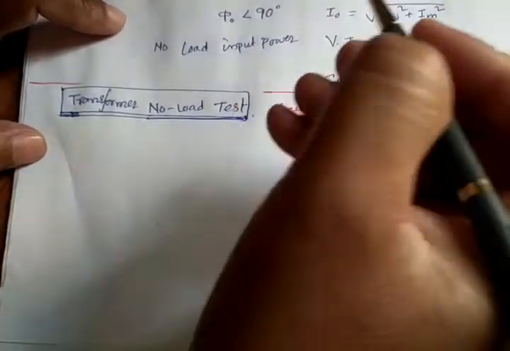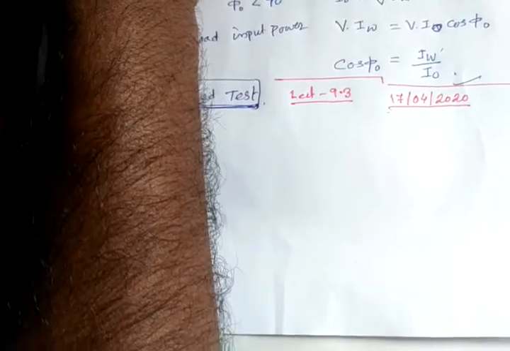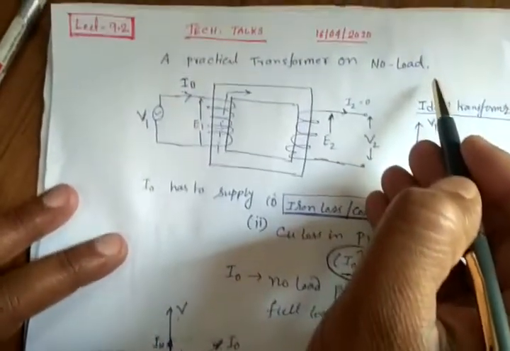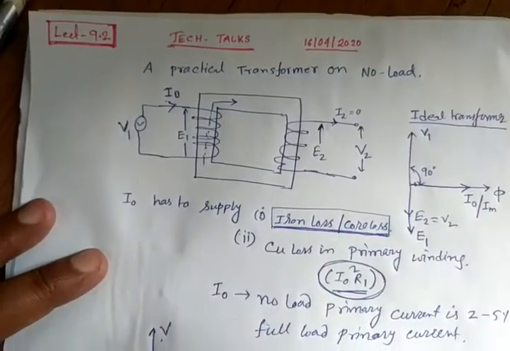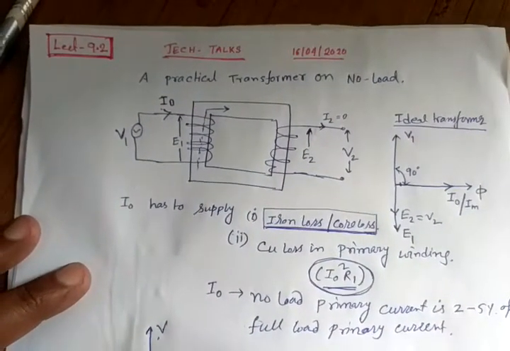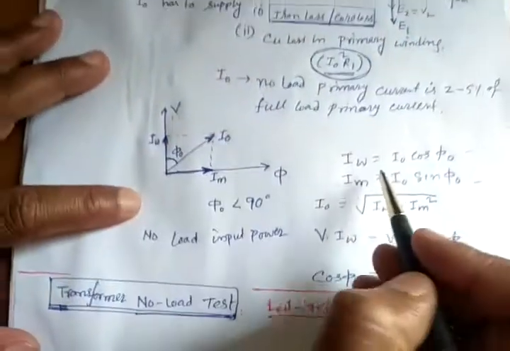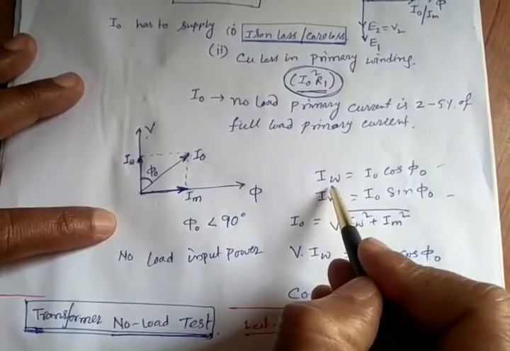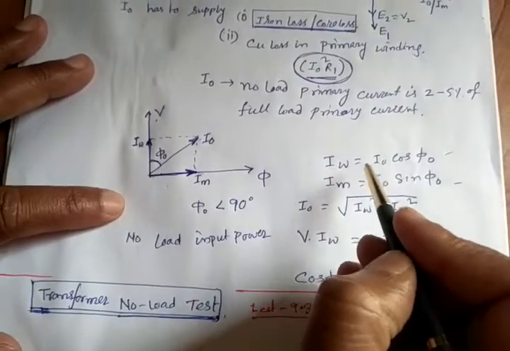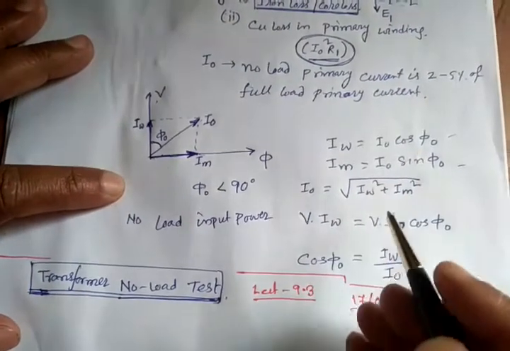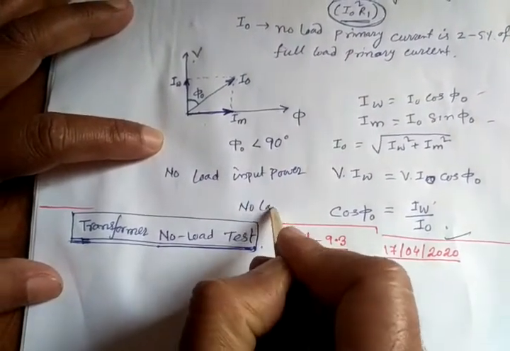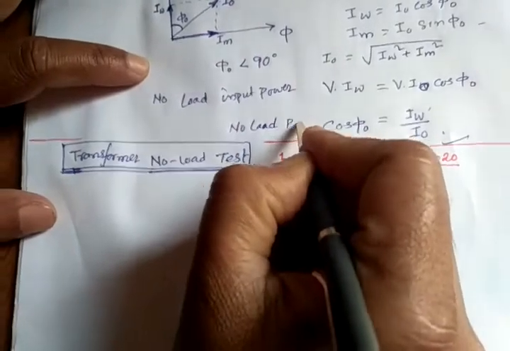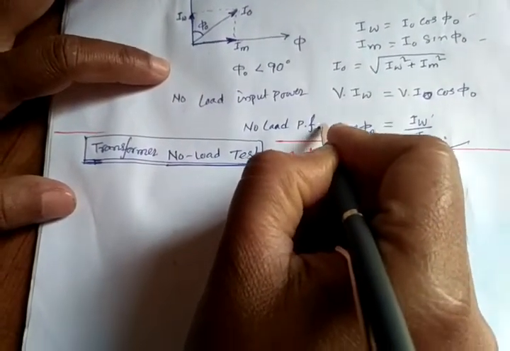Before that, in the earlier lecture, lecture 9.2, we talked about a practical transformer on no load condition, and we derived the phasor diagram here. This is the ideal transformer. This is the practical transformer phasor diagram. We derived two types of current, magnetizing current and working or active current component. And this cos phi we developed is the no load power factor, which we derived in the last class.